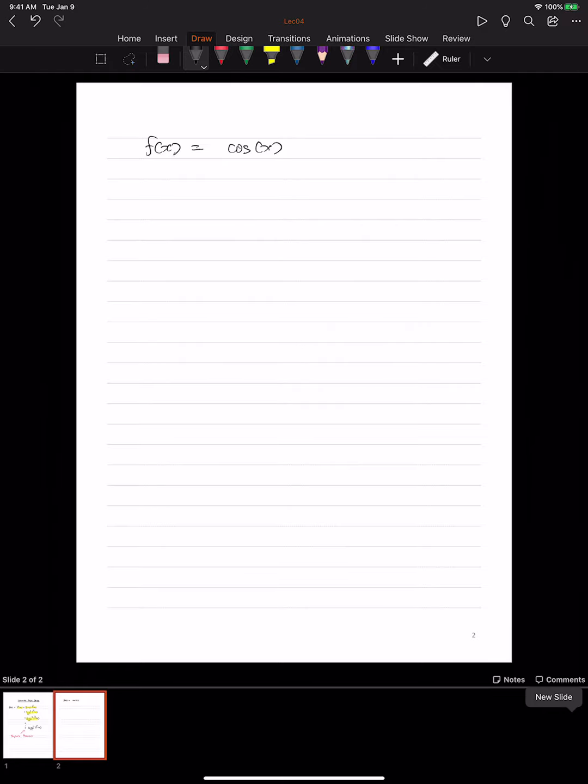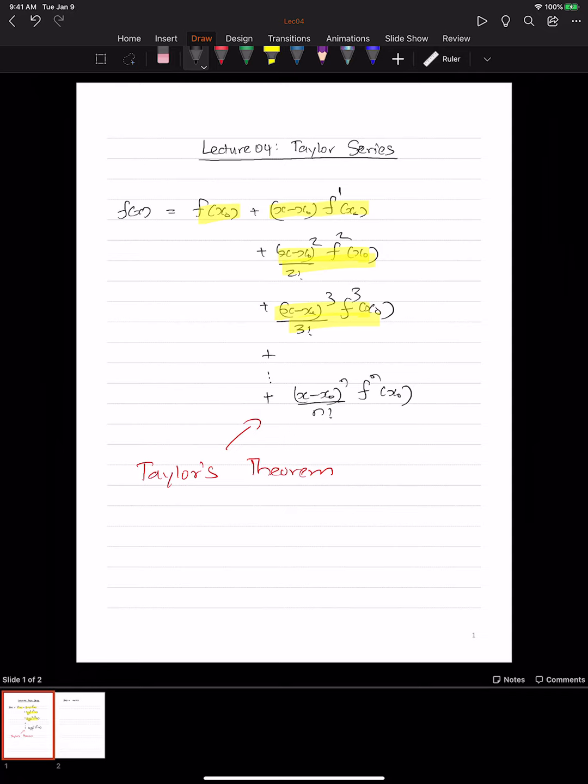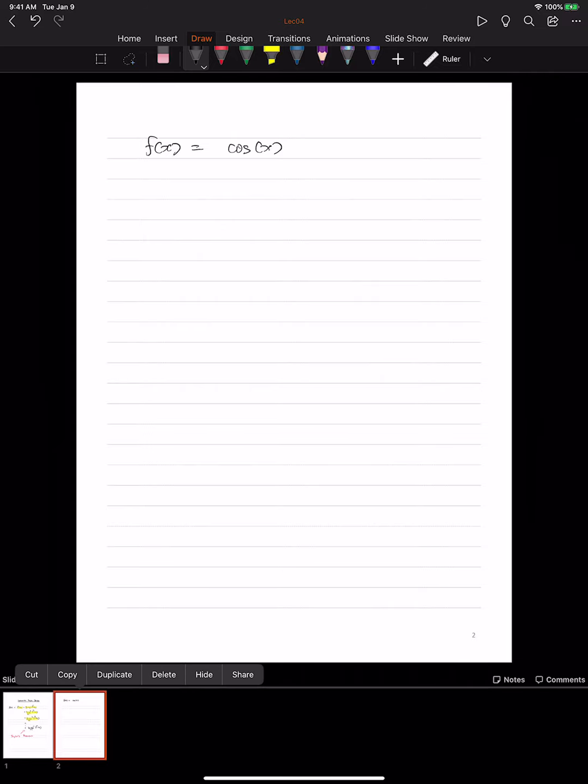In this example, we are going to expand cos x using Taylor series. Basically, we will use f(x) is cos x, and then we just follow this formula. The first question is, what is x0? x0 is 0, so that is our assumption. So we basically have to take different derivatives of f(x). Let's do that first.